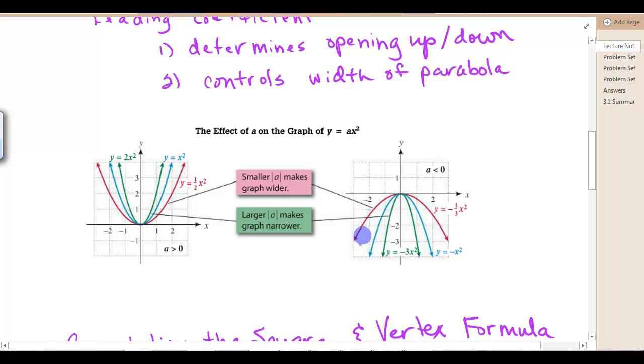And so here they are upside down. So here's a negative 1/3. Here's the basic negative x squared. Here's negative 3x squared. So the bigger the number, the more narrow the graph gets. The smaller the number, the graph gets wider.